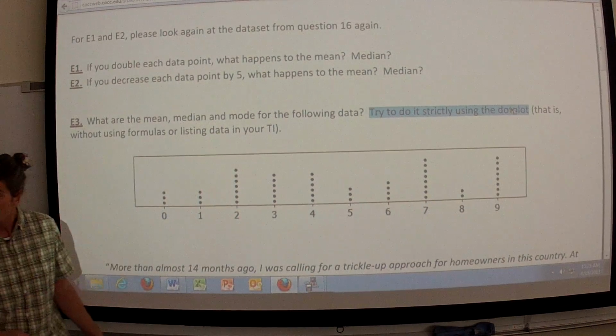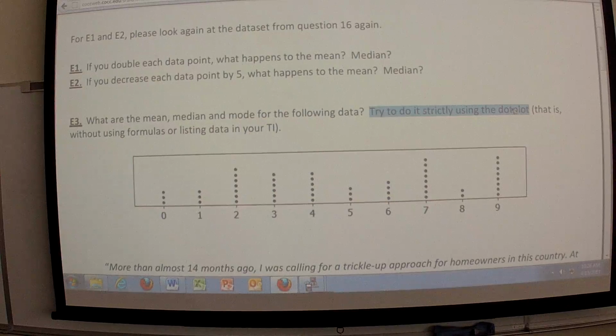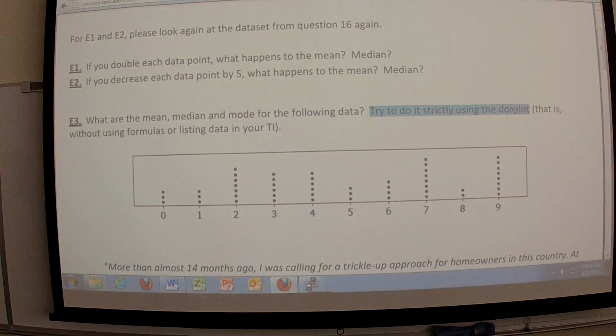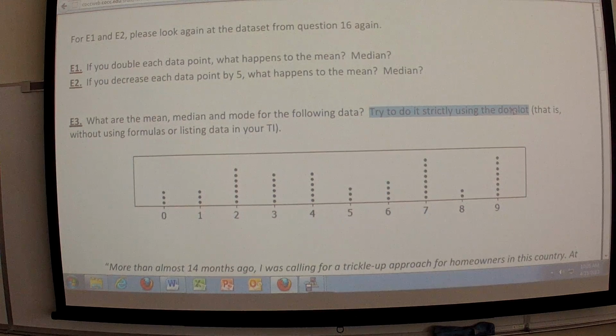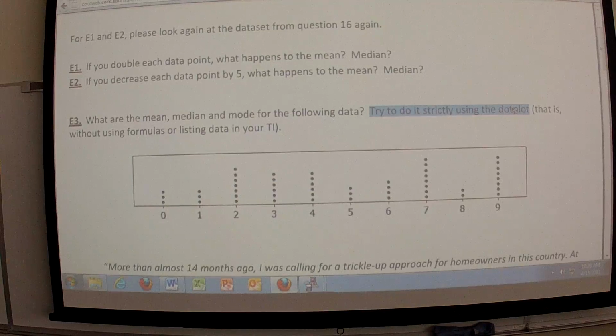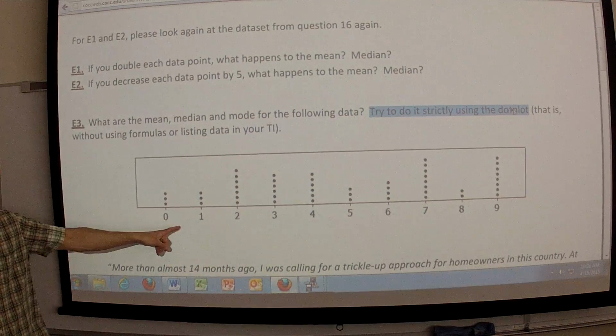So is it okay, for example, that my answers are a little different, because I did mine approximately? Yeah, totally. What I'm looking for is people not to say that the average is 0 or 9.